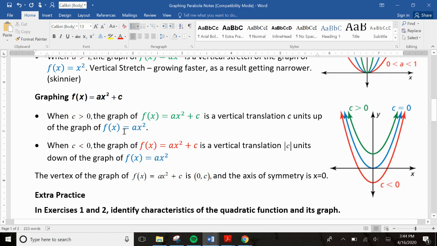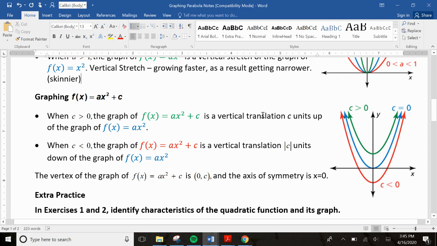Then the second part of your investigation dealt with this constant, this plus c at the end. And hopefully from your discoveries, you were able to see that when the constant is greater than 0, your parabola moves up. So again, here's our blue. Our blue is representing our parent function. And here we're looking at when ax squared plus c, when c is greater than 0. So we're looking at the green. So when we compare our parent function, which doesn't have plus c, it's just ax squared, and then we add a positive number, that means that this parabola is shifting up.